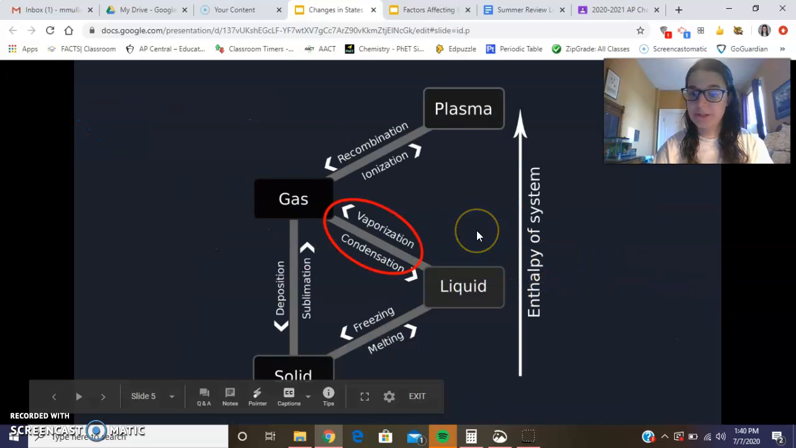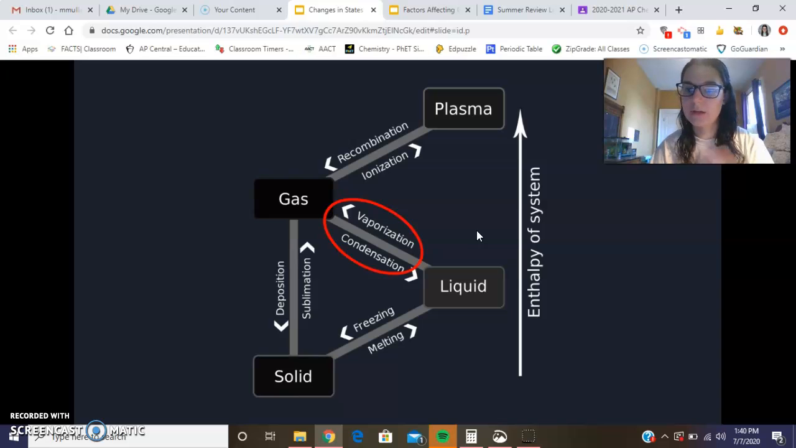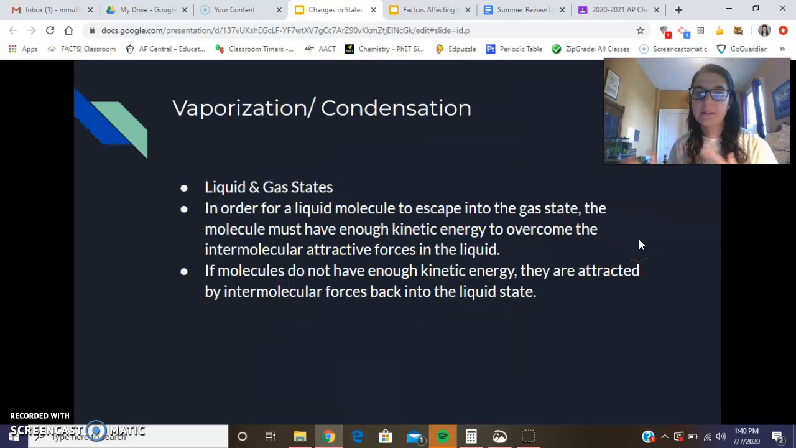Next, we'll talk about vaporization and condensation. You'll also hear vaporization called evaporation, even though evaporation is a specific type of vaporization. This is the change between the liquid and gas states. In order for a liquid molecule to escape into the gas state, the molecule again has to have enough kinetic energy to overcome intermolecular attractive forces in the liquid. So when we're talking about changes of state, we're talking about overcoming intermolecular forces, IMFs. If molecules don't have enough kinetic energy, they're attracted back by intermolecular forces to the liquid state.